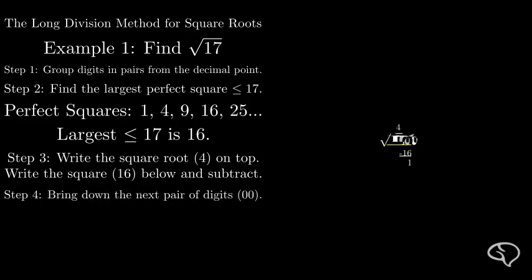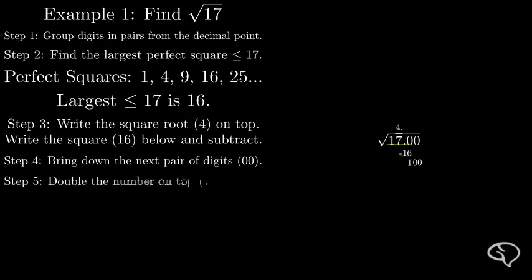Step 4 is to bring down the next pair of digits. Since we don't have any more digits, we add a decimal point to our answer and bring down a pair of zeros. This allows us to find a more precise answer. Step 5 is to double the number on top, which is 4, to get 8. We write this 8 down, leaving a space next to it. This will be the start of our next divisor.